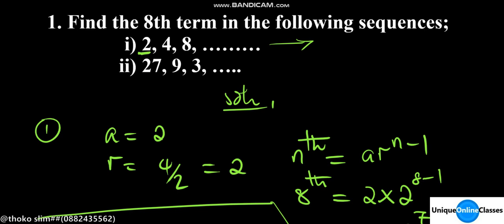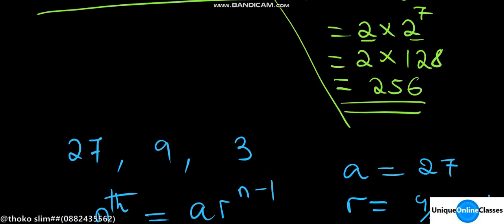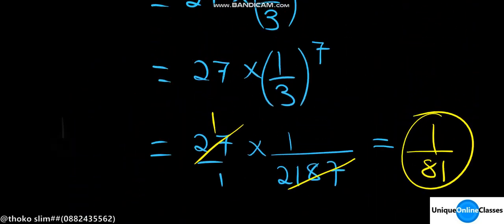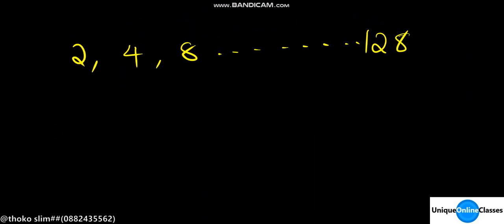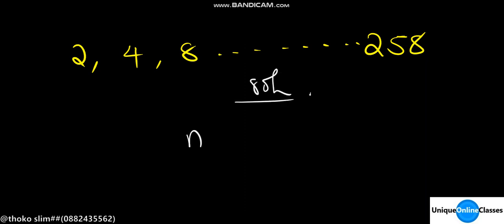I should also take advantage to find the number of terms using my sequence: 2, 4, then 8, then we get 128, that's 128 if I'm not mistaken. Let me calculate again, not 128 but 256, so this one should be 256. Let us find how many terms there are. So the formula: the nth term is equal to ar^(n-1).